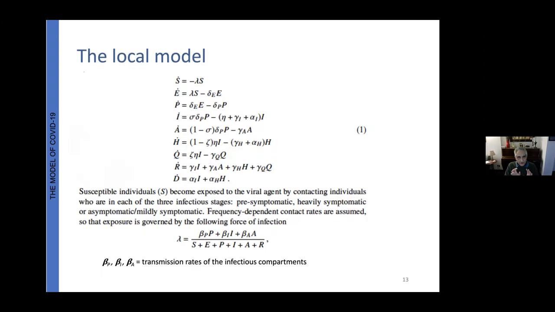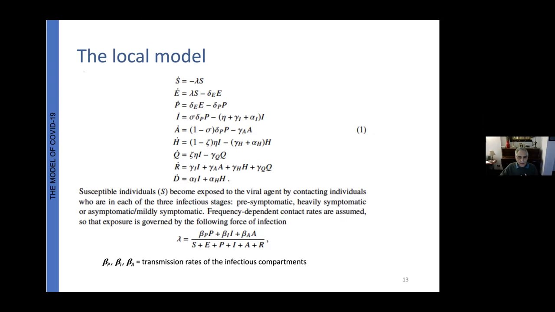And here are the equations, and basically, the core of this local model in each node is actually the force of infection. Now, first of all, we can assume frequency-dependent contact rates. It should be clear that in an unpopulated area you should assume density-dependent contact rates, but that's not the case of Italy. Wherever you are in Italy, basically, you are in a populated area, and therefore it is reasonable to think that every day you cannot have more than a certain number of contacts. So usually people have about, say, 10, 12 close contacts every day. So you can assume frequency-dependent contact rates.